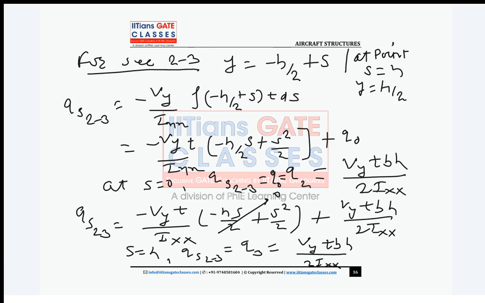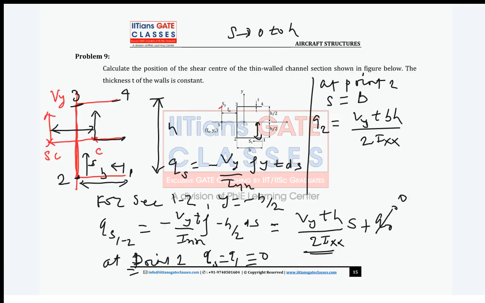Now guys, what is this variation? If you see, this is what kind of variation? Quadratic, right? Parabolic variation. And if you see the previous one, what is this variation guys? QS 1 to 2, it is what? It is linear variation. Okay.